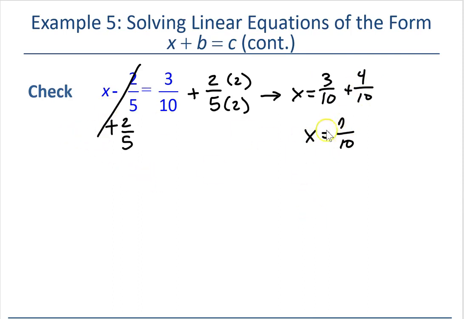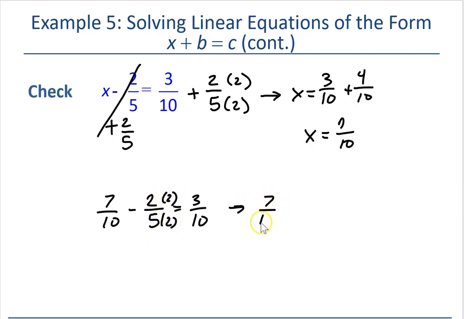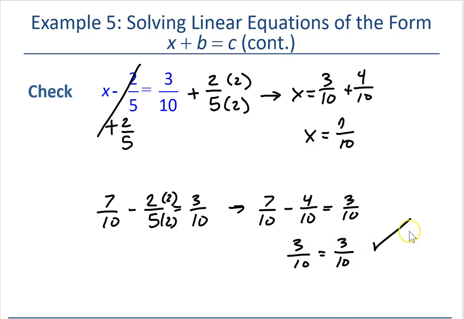And we can go back in and check this. Let's take this x and plug it back in. So we're going to have 7/10 minus 2/5 all equal to 3/10. Notice we're going to have to make a common denominator again, and that gives us 7/10 minus 4/10 all equal to 3/10. Well, 7 minus 4 is 3, so we get 3/10 equals 3/10, and that works out perfectly.